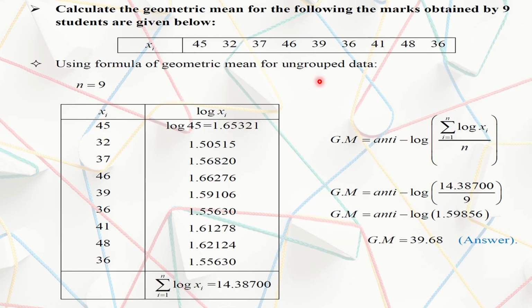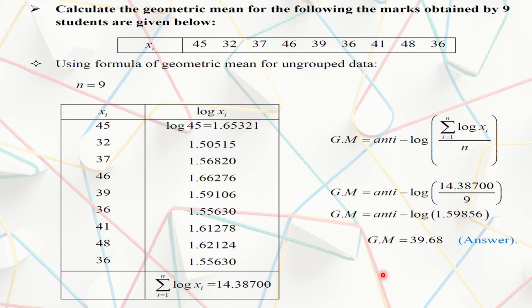For example, this is the given data for marks of different students, 9 students. So n in this case is 9. If you apply a log on all these observations, log of 45, log of 32, log of 37, and so on, then we have 14.387, that's the sum of these. Dividing by 9, because you would find arithmetic mean, 14.387 divided by 9 would give you 1.59856. So that is the arithmetic mean of this logarithmic data, and we apply anti-log on it to get what?